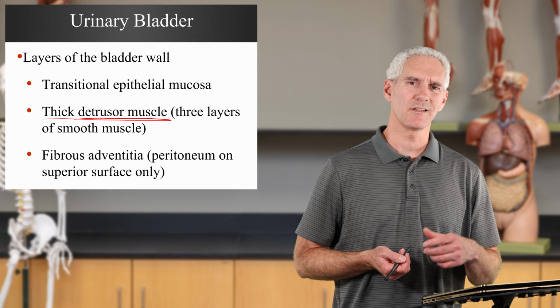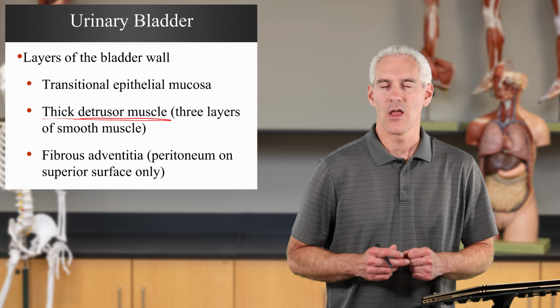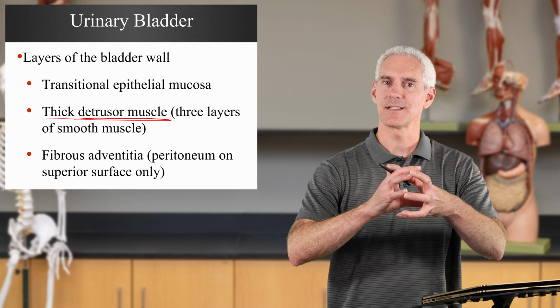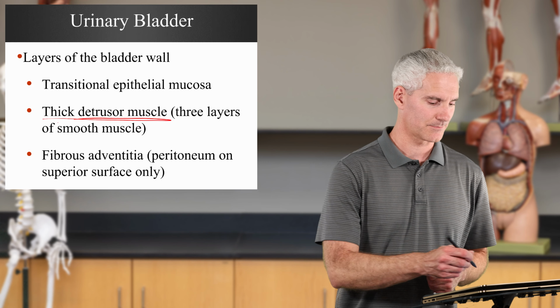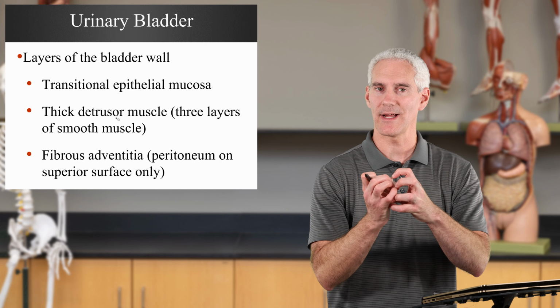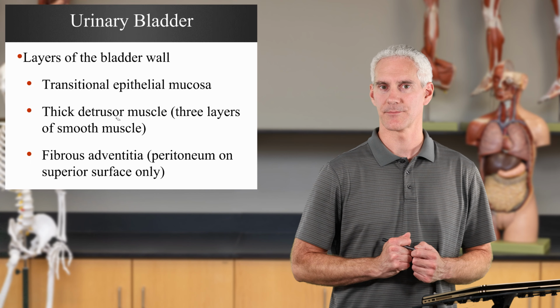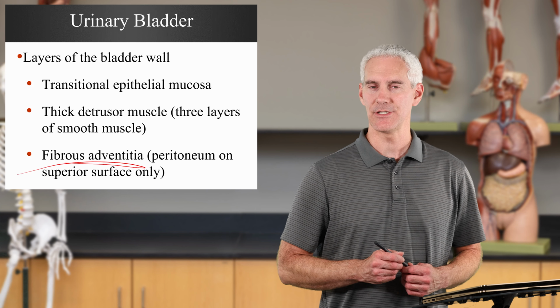The second layer is the detrusor muscle. The detrusor muscle is actually 3 layers of smooth muscle. This is meant to contract, to expel the urine when you're going to the bathroom. So upon urination, the detrusor muscle contracts, forcing the urine out. And the third one, fibrous adventitia.